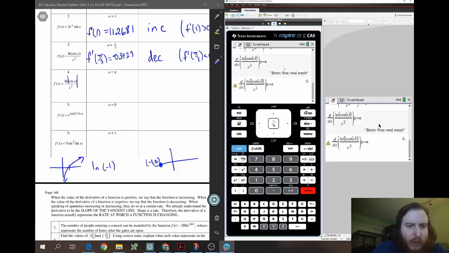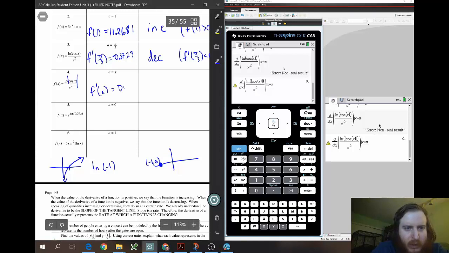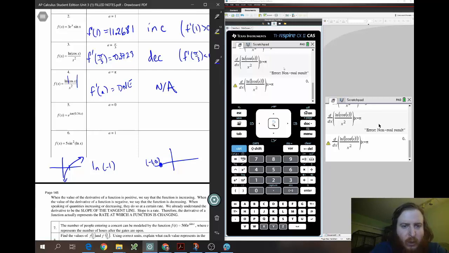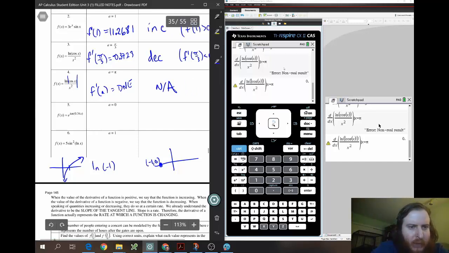So we're going to just say f prime of a does not exist. And this is kind of actually NA, okay? It's not a vertical tangent. The vertical tangent is when we get 1 over 0, or a number over 0. So this wasn't 0 in the denominator, right? We could plug in, even think about it.